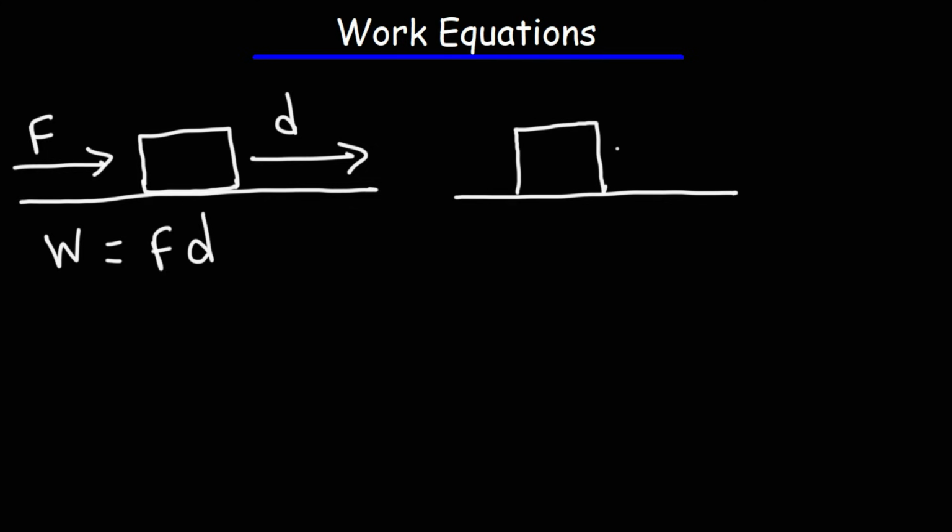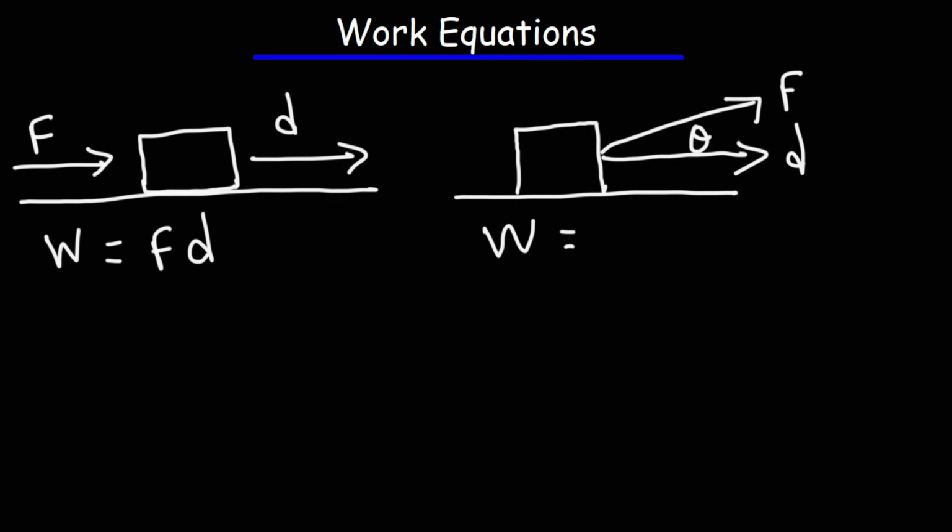Now here's another situation. Let's say we pull the block using a tension force, but the block is moving in a horizontal direction, so the displacement vector is along the x-axis, and theta is the angle between the force and the displacement vectors. We can calculate the work done by this force using a variant of the dot product formula, which is F d cosine theta. So if you know the angle between the two vectors, all you need is the magnitude of the two vectors times cosine of the angle between them, and that'll give you the work done by that force.